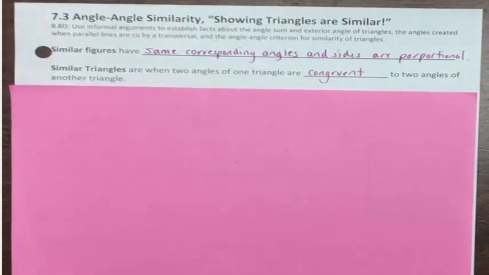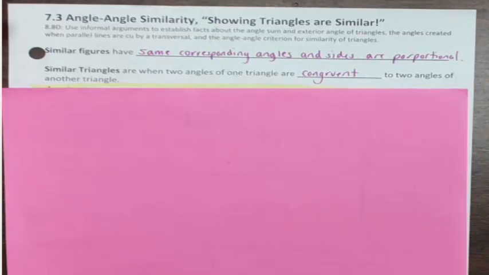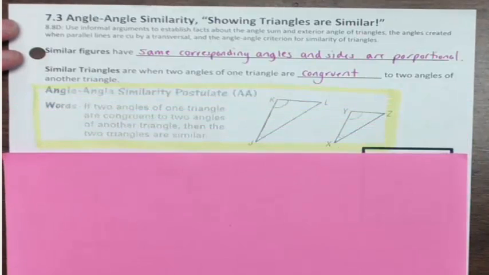So triangles are similar when two angles of the triangle are congruent, or the same, to two angles of another triangle. So if I have two triangles, to show that they're similar, they both have to share at least two angles that are the same. This is where the angle-angle similarity theorem comes into play. Postulate is just another name for theorem. It says that if two angles of one triangle are congruent to two angles of another triangle, then the two triangles are similar.